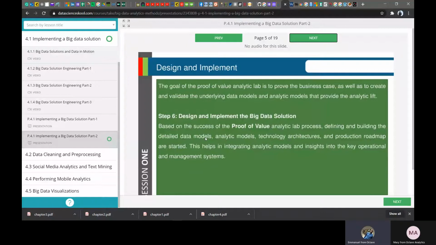So this helps in integrating analytic models and insights into key operational and management systems, whereby the model will now be of use for operational activities and for management activities.